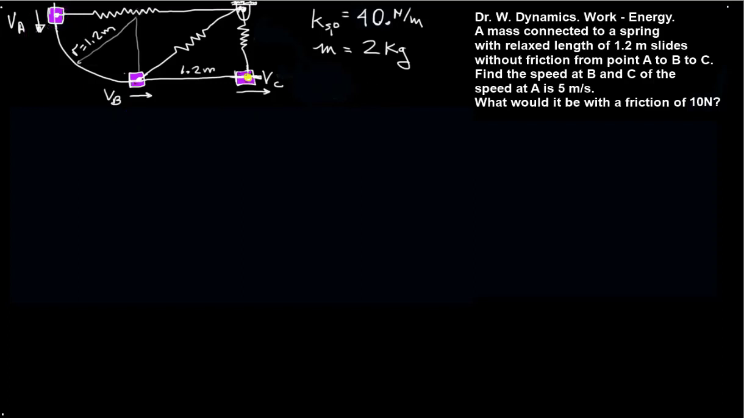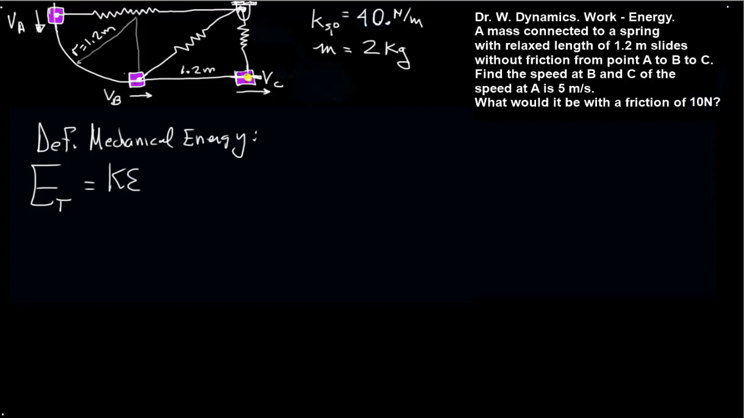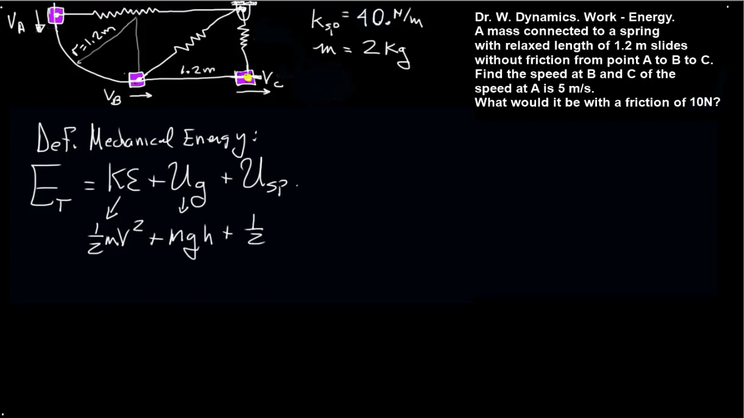Now, to solve this, let's first define the concept of mechanical energy, where the total mechanical energy is the kinetic energy plus the gravitational potential energy plus any spring potential energy that we might have. And you should recall that kinetic energy is 1/2 mv squared. Gravitational energy is mgh. And spring energy is 1/2 kx squared.